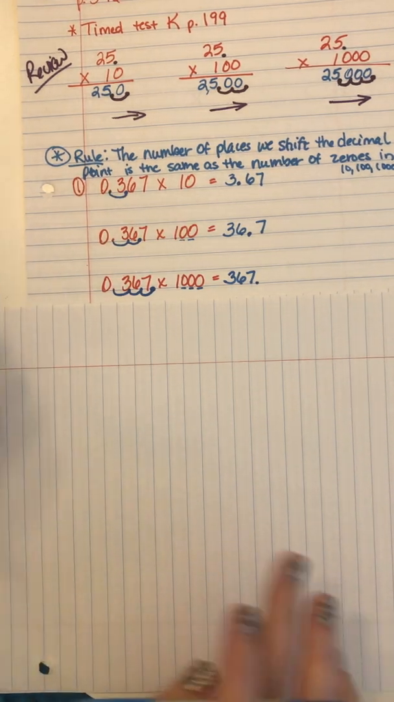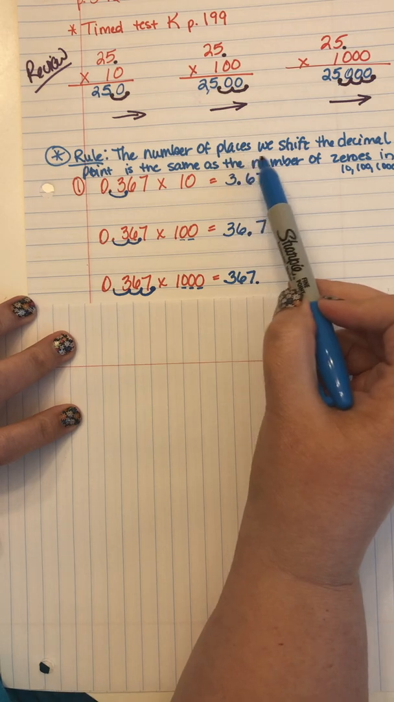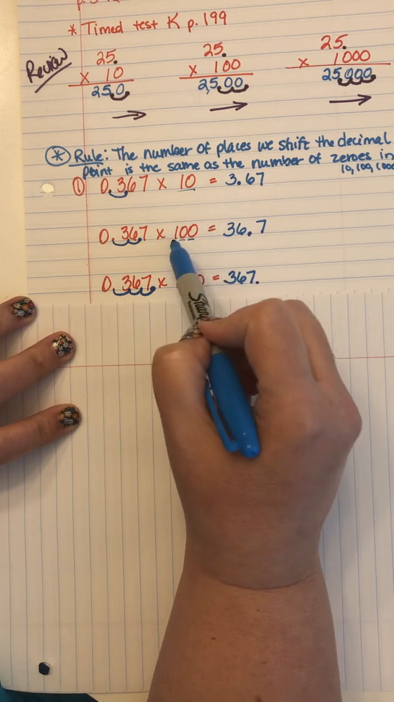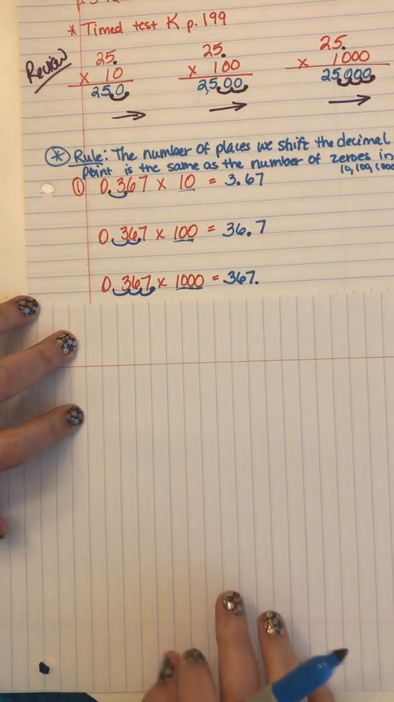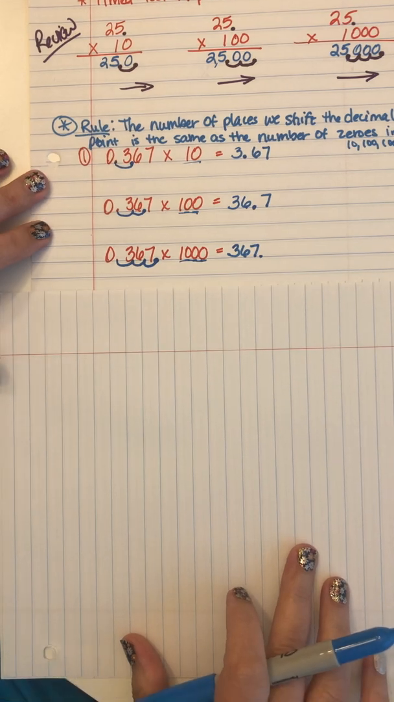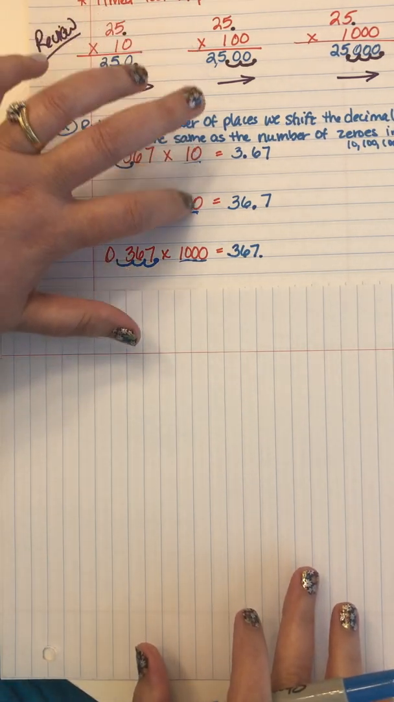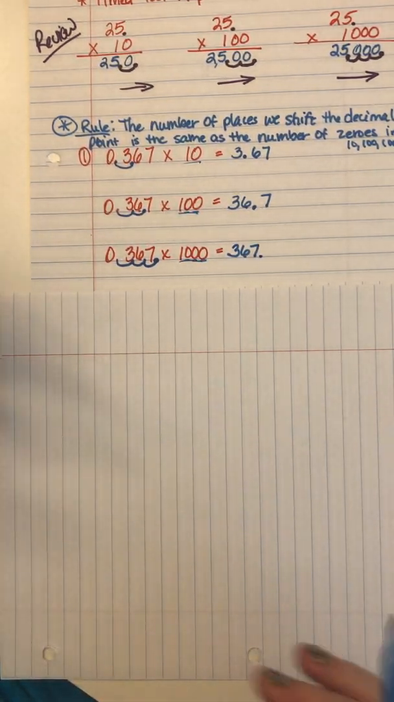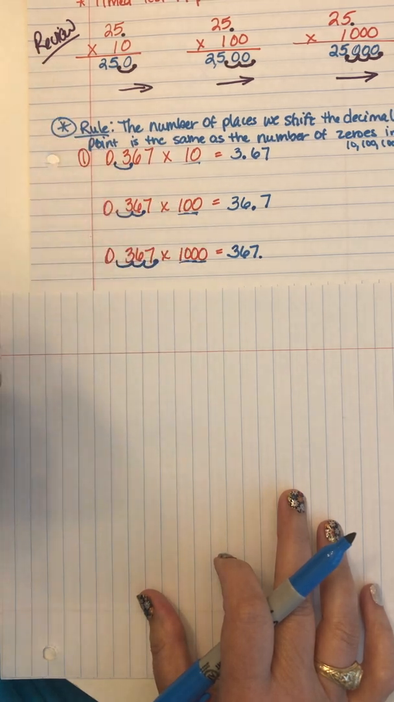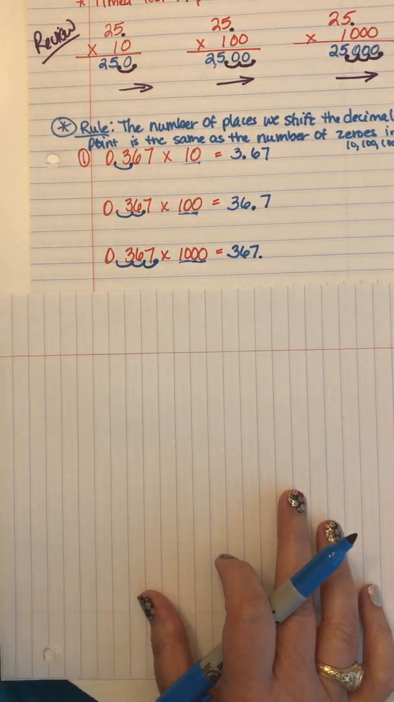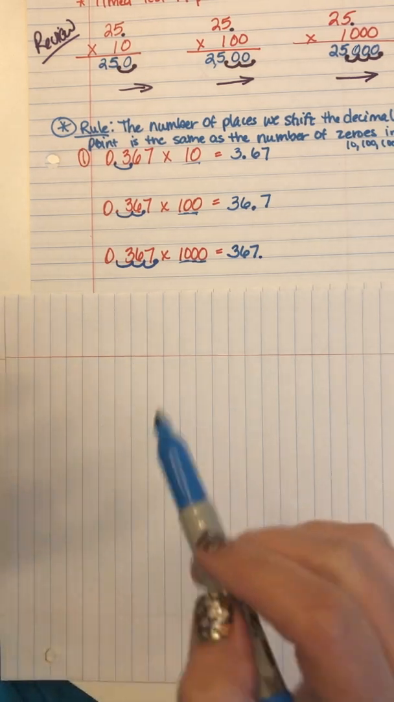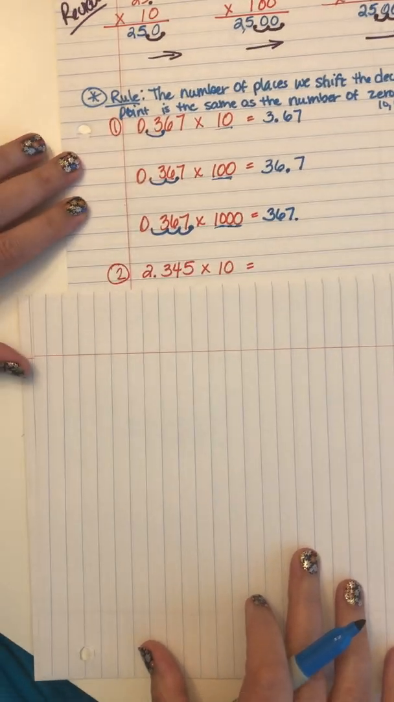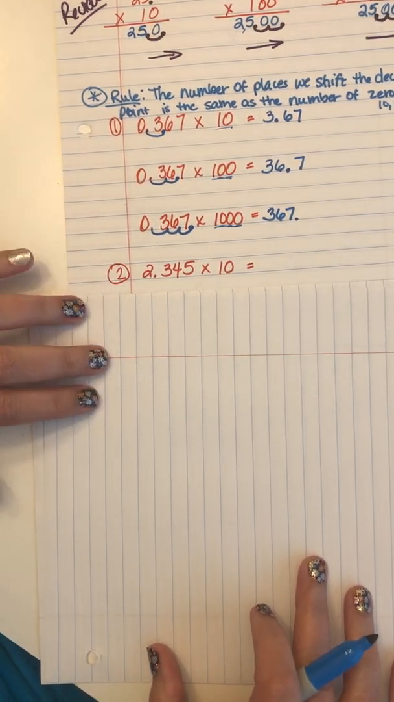Okay, so continuing on, the number of places we shift the decimal point is the same as the number of zeros in the factor that we multiplied by. 10, 100, and 1,000. This works with numbers like this. This would not work as easily with like 30, 40, 50, multiples of 10. It works best with 10, 100, 1,000, 10,000, 100,000, a million. Anything that is a 1 with a bunch of zeros behind it is where this rule works. Okay, so let's look at another example.